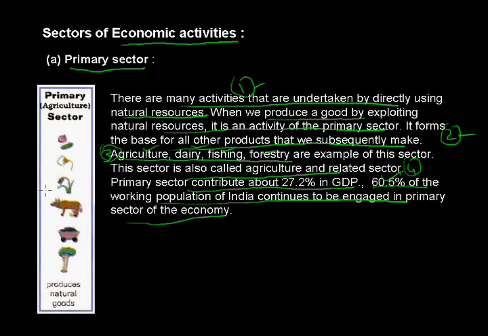You can see some of the examples. This one is animal rearing, or you can say dairy. This one is mining. This one is forestry. This one is agriculture, and horticulture, that is the production of fruits and flowers and various other things. All these come under the primary sector.